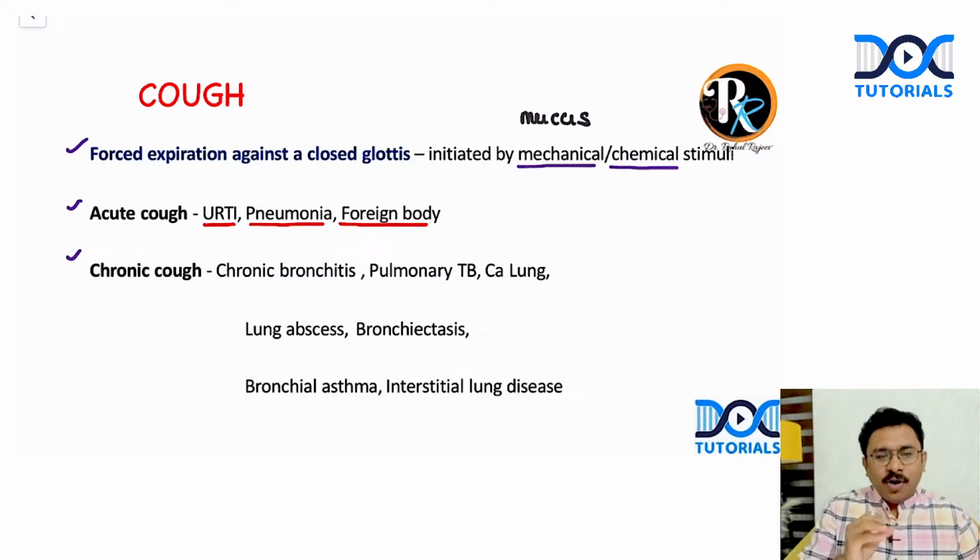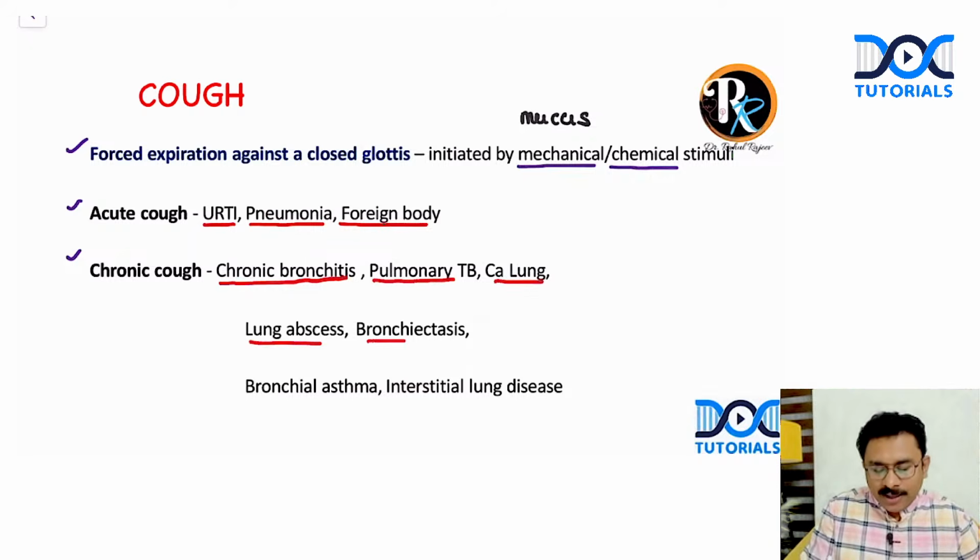Whereas in case of chronic cough, you have got a wide range of etiologies. And what are the possible etiologies that you should consider? Chronic bronchitis. We know that the chronic obstructive pulmonary disease, the COPD, has different domains, one of which is the emphysema domain, the other one is the chronic bronchitis domain. And which domain is more likely to present with a chronic cough? It is the chronic bronchitis domain. Then pulmonary tuberculosis, carcinoma lung, lung abscess, bronchiectasis, bronchial asthma, interstitial lung disease.